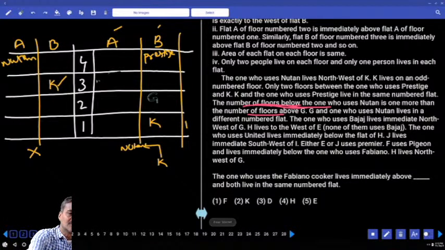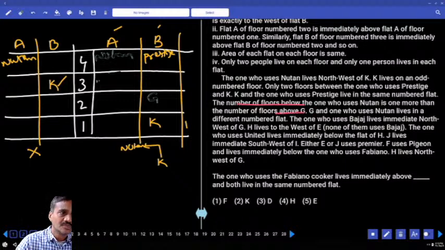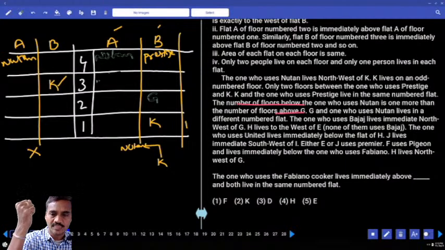Then where can we have this Newton? Can we have this Newton here or not? The number of floors below Newton is 1 more than the number of floors above G. Below Newton there are 3. And above G, how many are there? Above G there are 2. And so Newton is 1 more than above G. Clear? And so Newton and G must be in these 2 places.